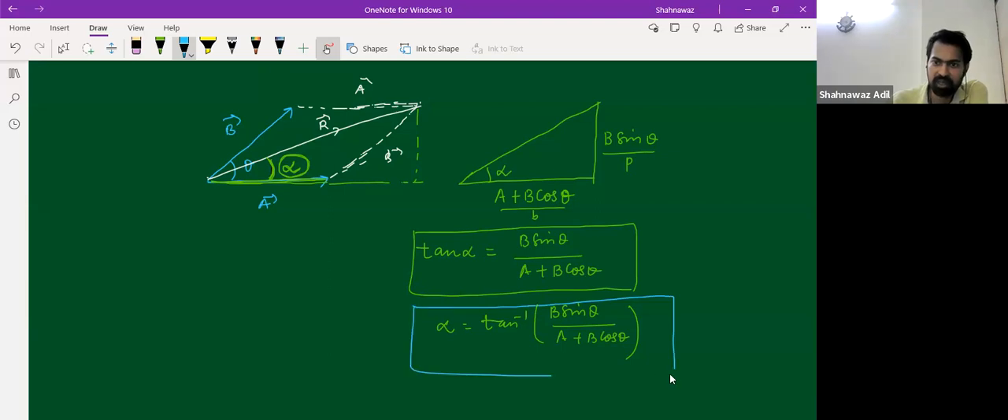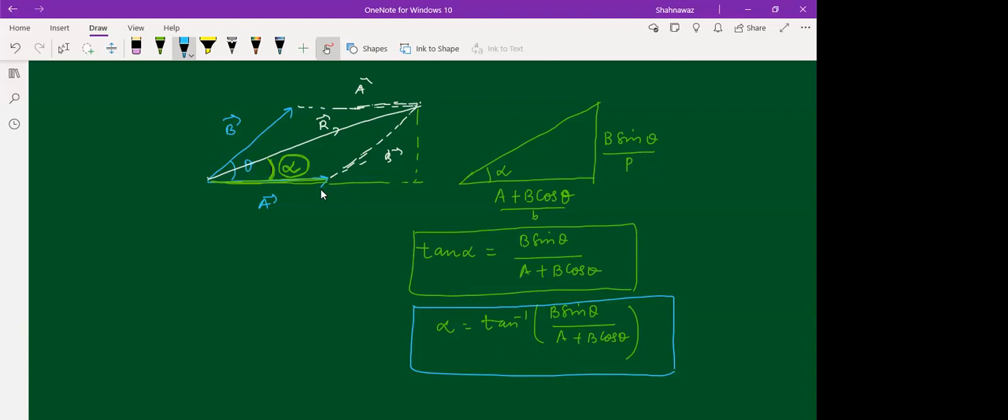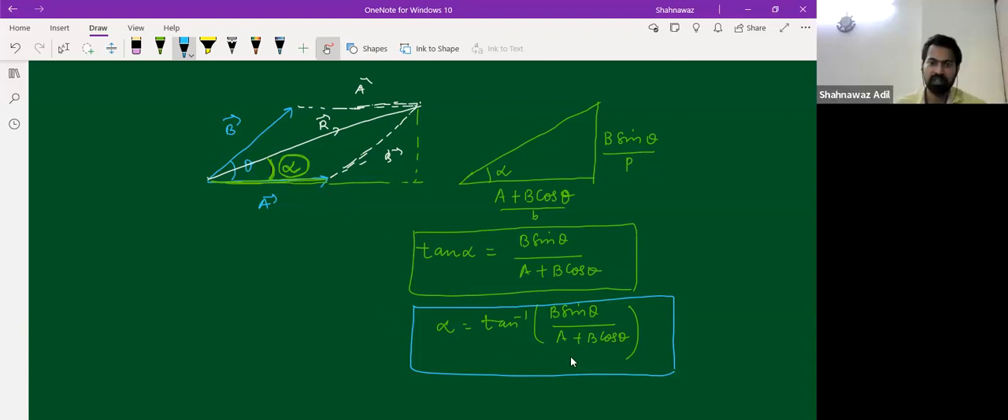If in the question they ask about the direction, the direction would be the angle alpha with this vector A. So please note down this part, and then I will tell you about the inverse of this trigonometry.